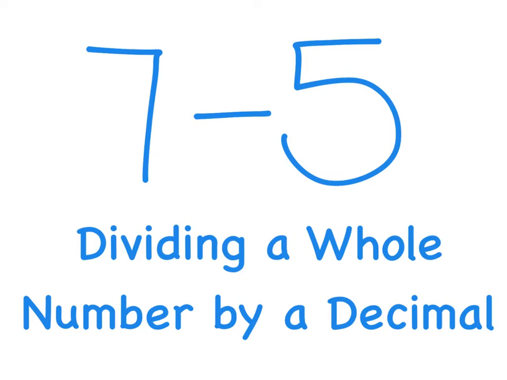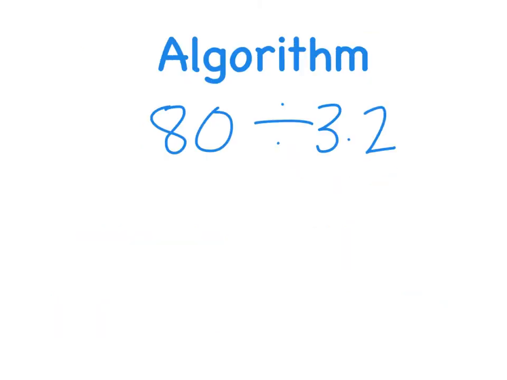This video is about 7-5, dividing a whole number by a decimal. In these types of problems, the decimal number will come second, so your divisor will be a decimal. In this case, you need to first put your numbers inside and outside of your little house.